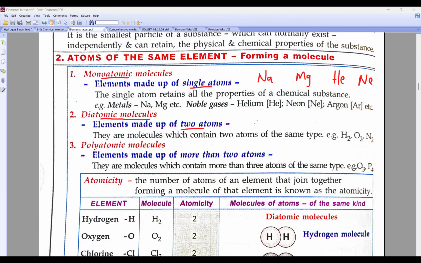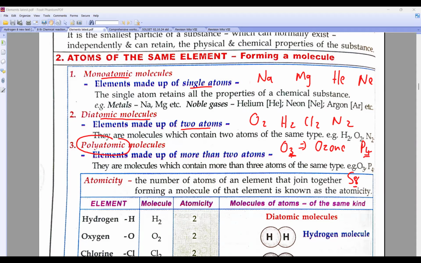Diatomic means made up of two atoms. O2, H2, Cl2, N2, all these are diatomic. Polyatomic means more than one atom. So polyatomic means O3. Whenever I write O3, it means ozone. Phosphorus is P4. Sulfur is S8. Okay, so they are polyatomic. This is triatomic, tetraatomic, right?